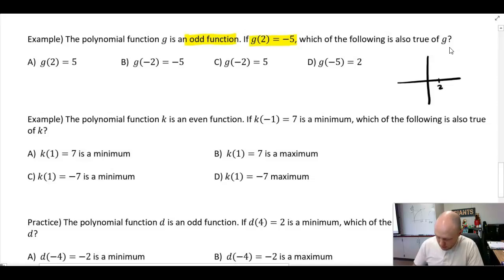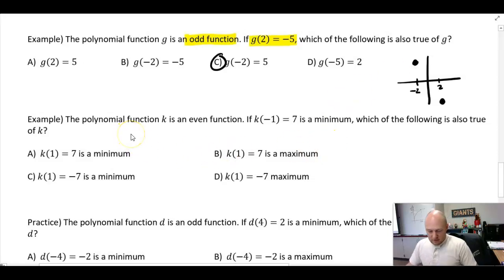So here's 2. -5 is going to be down here. And if this function's odd, I expect this to reflect over the origin. And so I'm going to have -2, +5. It will be up here. Okay, so based upon this, if this is true and it's odd, then this would also be true. So g of -2 equals +5, which is C.